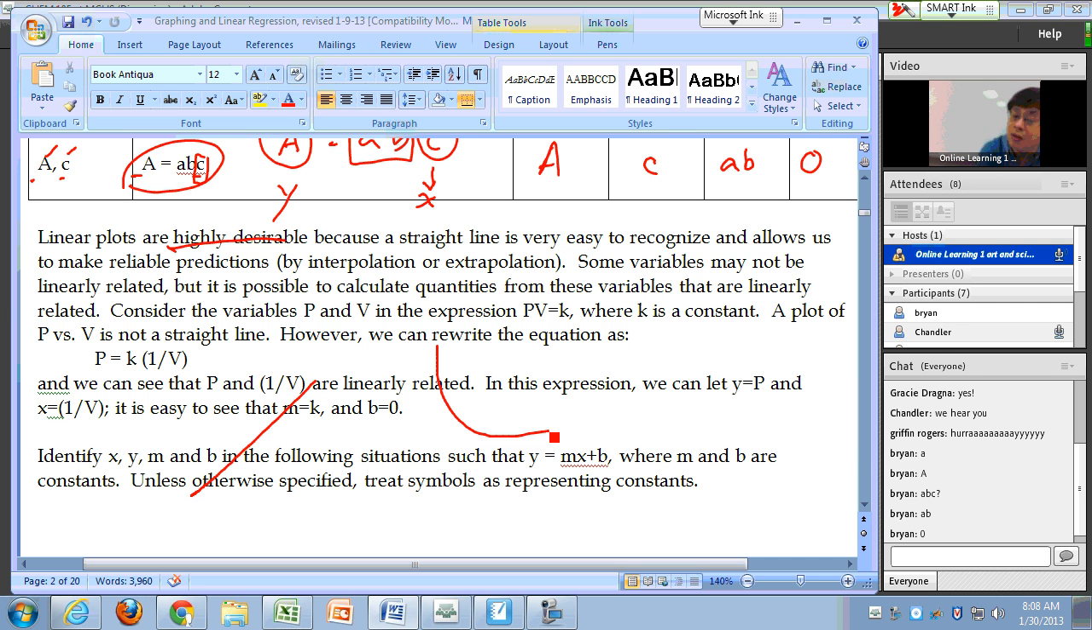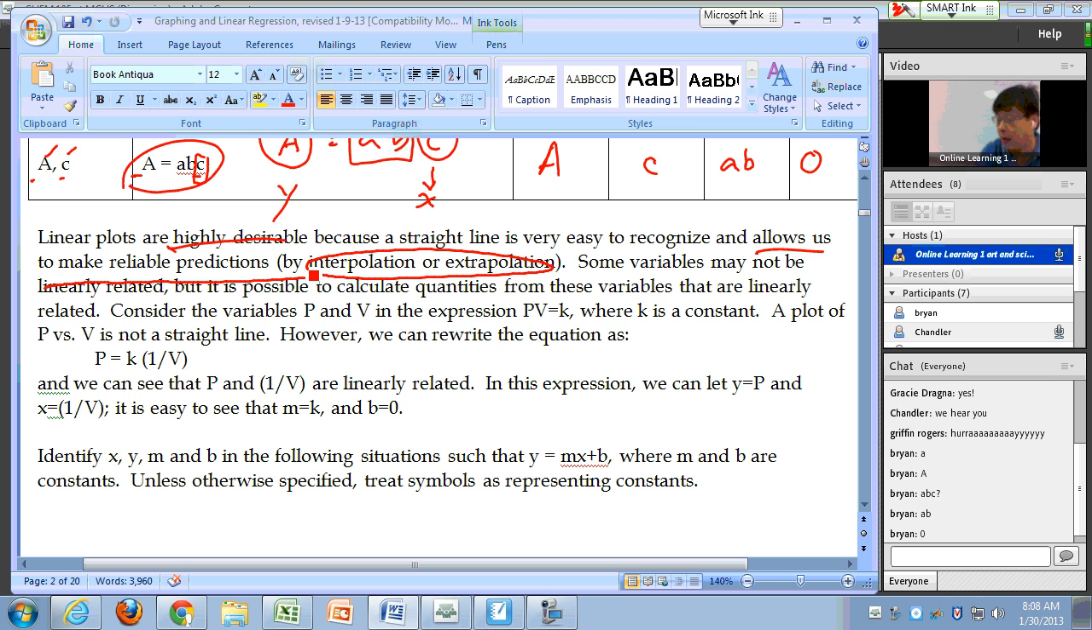Now, if you have curves, there are many different equations that would come up as curves when you plot them. But if you have a straight line, there's only one form for the equation that you can match it with. It's going to be y equals mx plus b. So they're easy to recognize, and they also allow us to make reliable predictions.